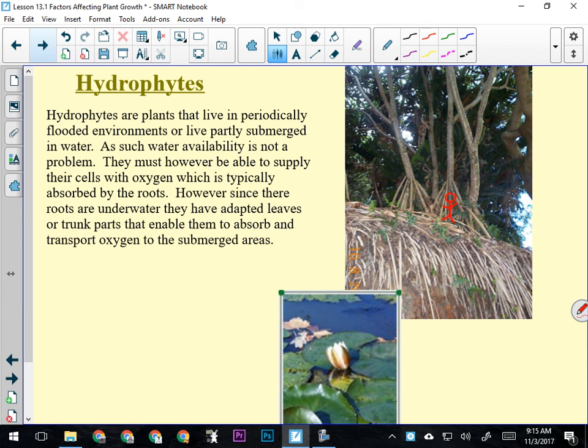Other adaptations could be that you make sure you have very broad leaves that can float, like a lily, and they just kind of float on the top of the water. Meanwhile the rest of the plant is kind of down below.